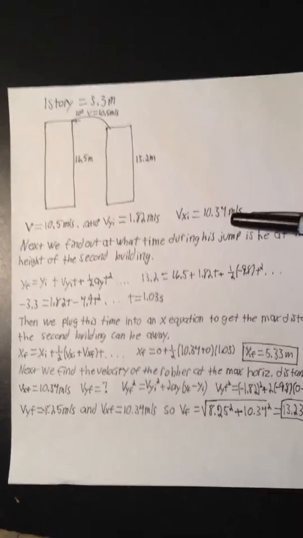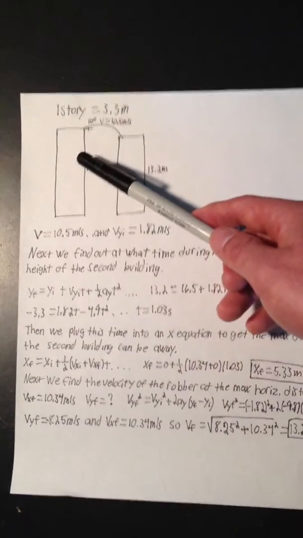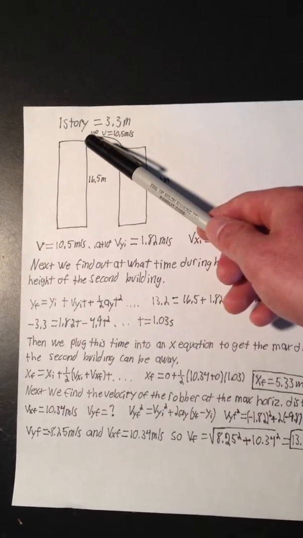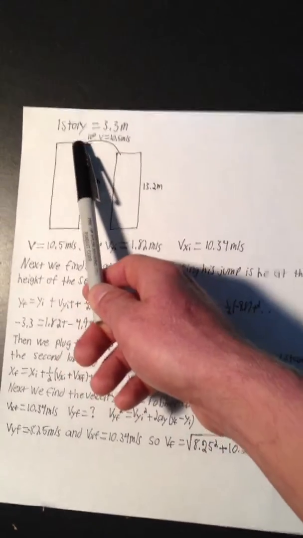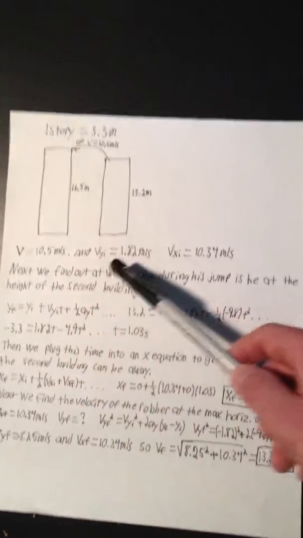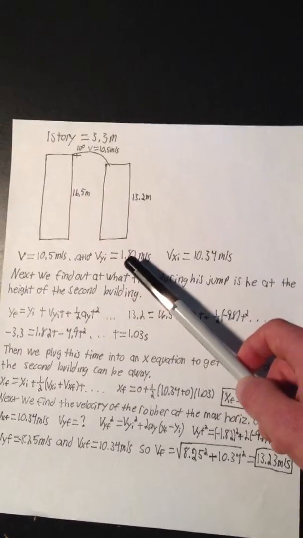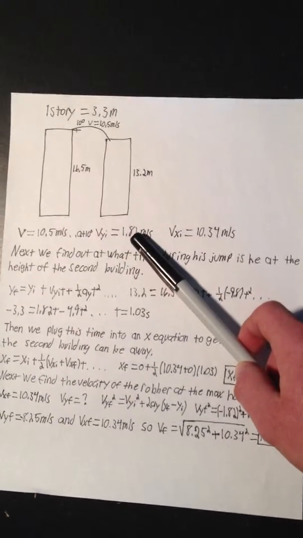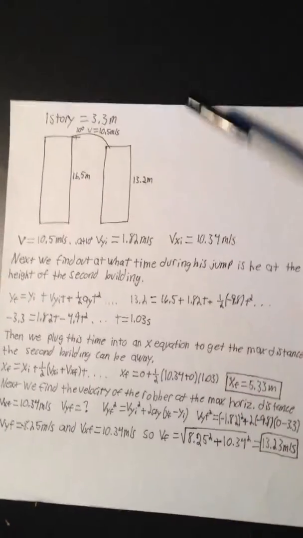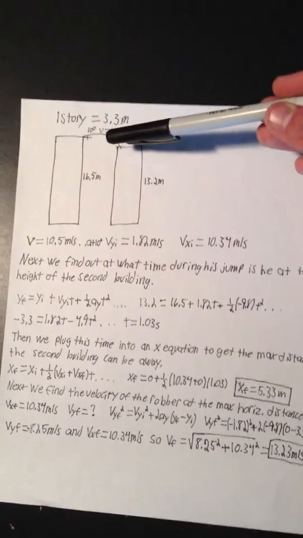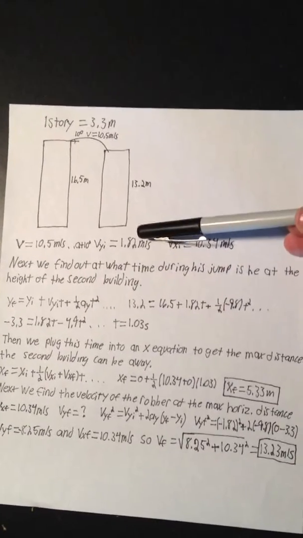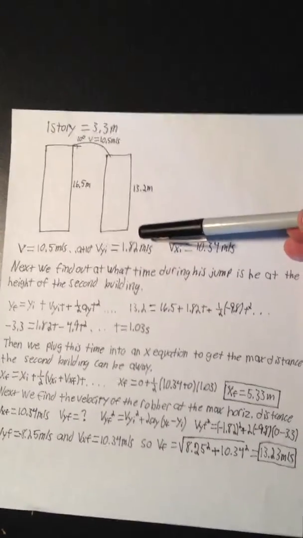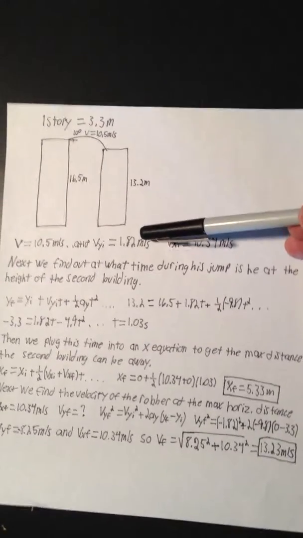Also what we know is that when he is during his jump and he's back level with the first building, his y velocity will be the negative of his initial y velocity. So we know at this point here where he's level again with the first building, his velocity will be negative 1.82 meters per second.